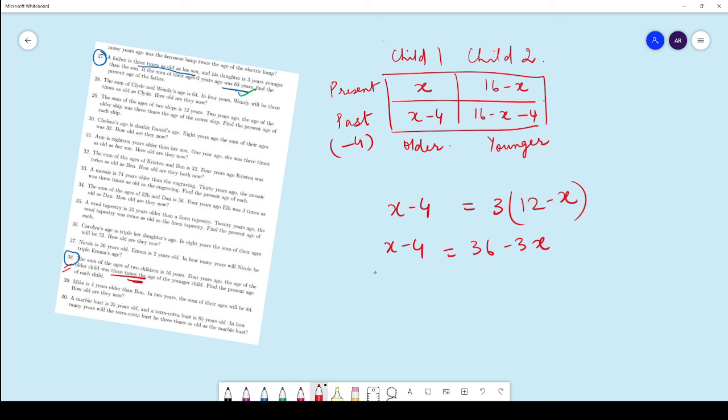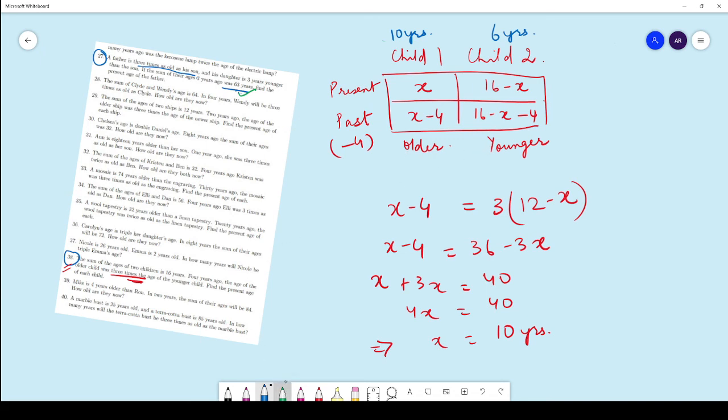Now we move the x's to one side, transposition. x plus 3x equals 40. So this gives us 4x equals 40, and this gives us x equals 10 years. So now remember, over here we are talking about the age of the older child. So the older child is 10 years old and the younger child is 6 years old.